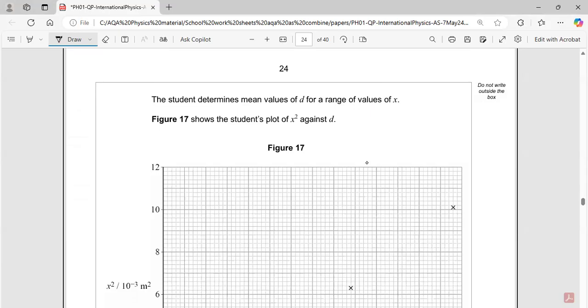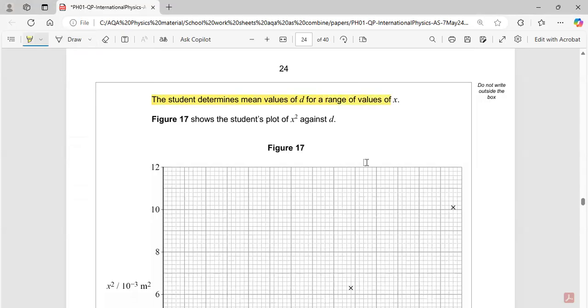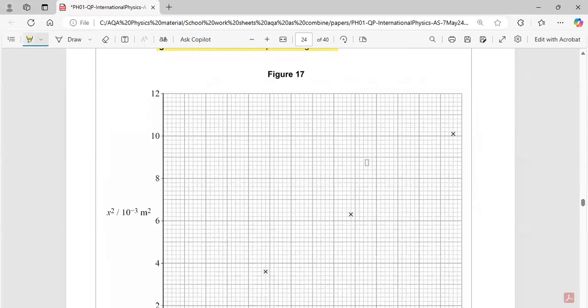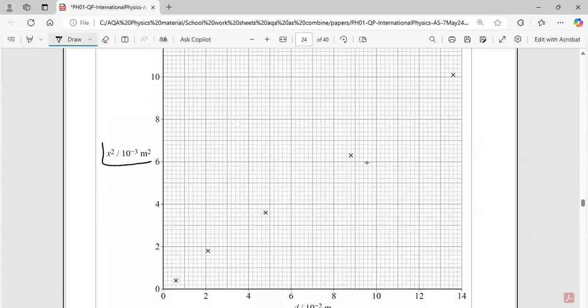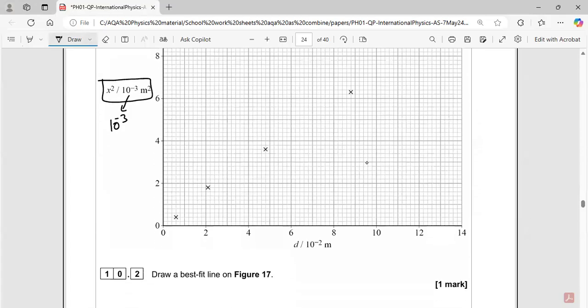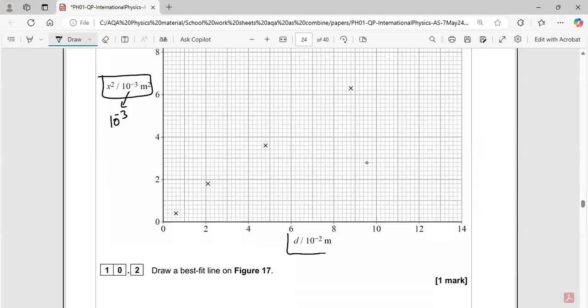Okay, just look upon this graph now. The student determines the mean value of D for a range of values of X, and then he plotted a graph of X square against D. Now carefully look at the graph: X square is having 10 to the power negative 3. It means all these values of the Y-axis have 10 to the power negative 3 along with them. Be careful with that. And with D, you have 10 raised to power minus 2. So with every value, 10 raised to power minus 2 is there.